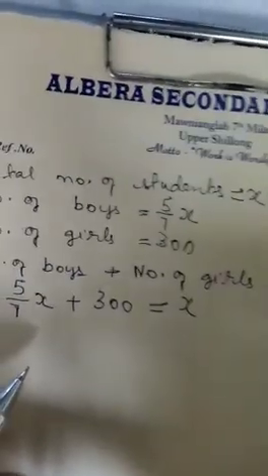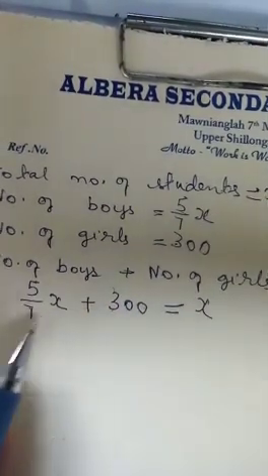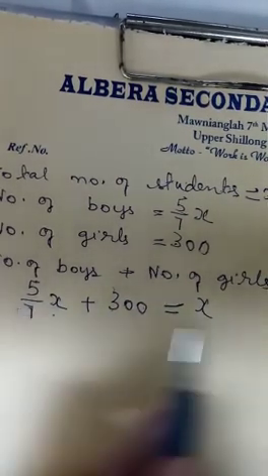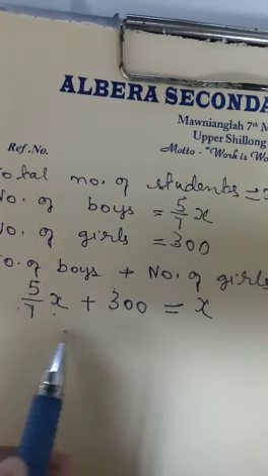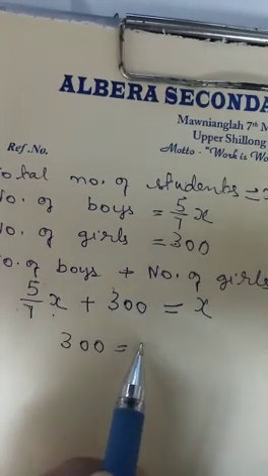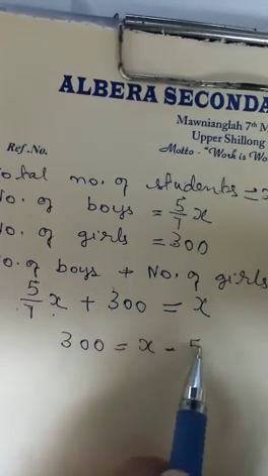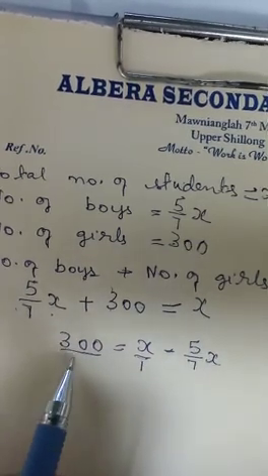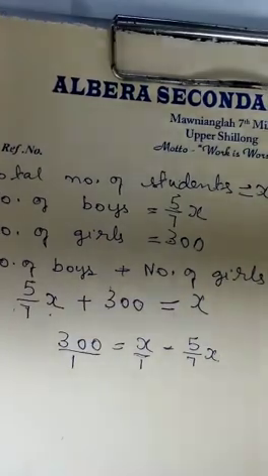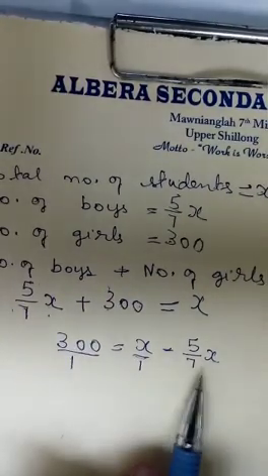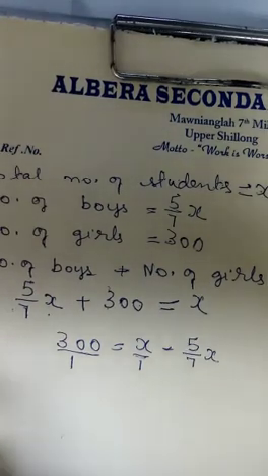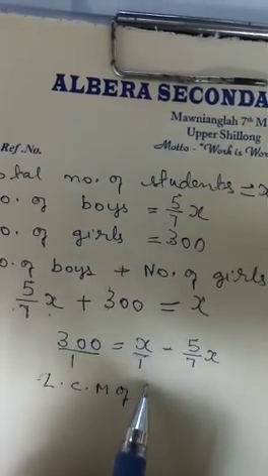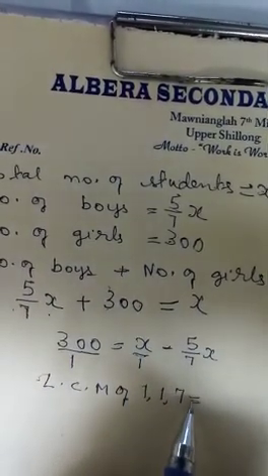Now here you see, you have a fraction. Here there is no X, there we have X. So what to do? X and X, take it to that side. This is plus; if you take it to this side, it will become minus. So 300 will be left alone. Okay? So it becomes X minus 5/7 X. Once we have a fraction with minus, what to do? We have to find the LCM of the denominators. Here we have 1, 1 and 7. So definitely the LCM will be 7.